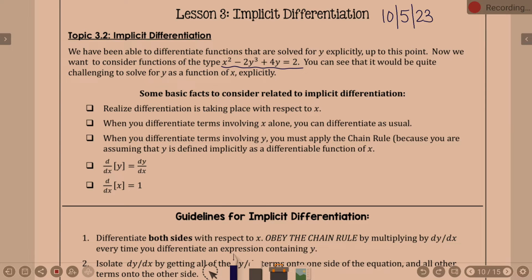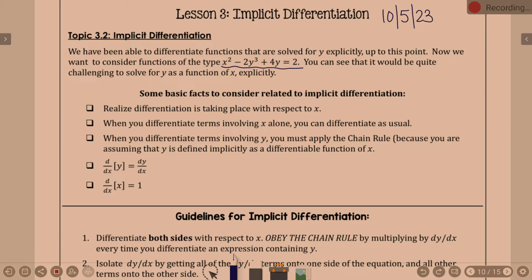Okay, so we have to have a plan B, and our plan B is called implicit differentiation. We've been able to differentiate functions that are solved for y explicitly up to this point. Now we want to consider functions like this. It would be challenging to solve for y. Some facts to consider: realize differentiation is taking place with respect to x still.